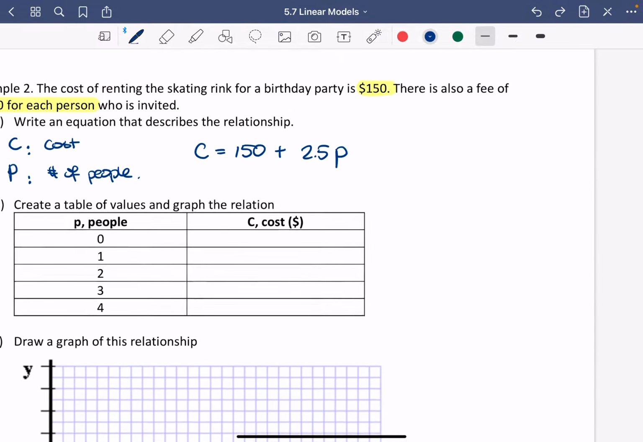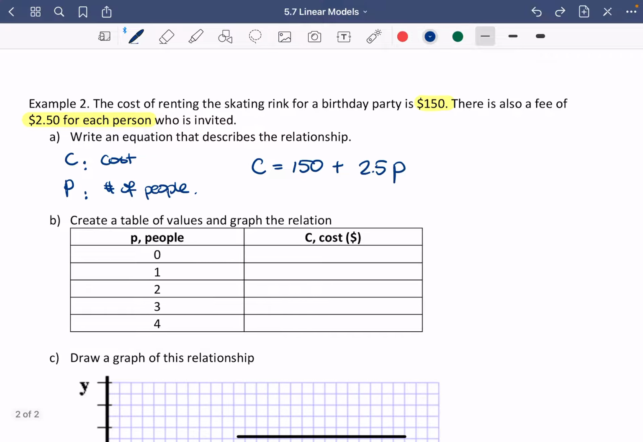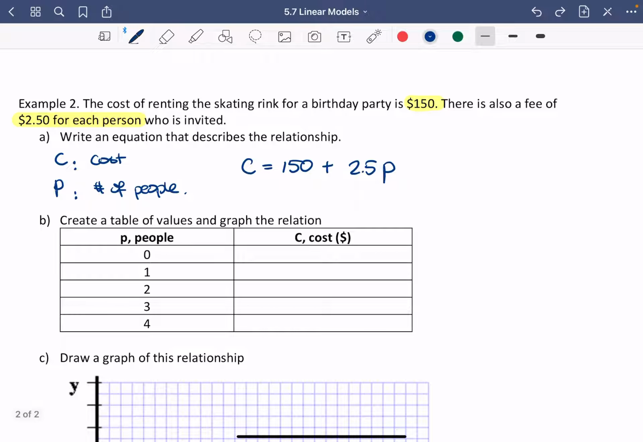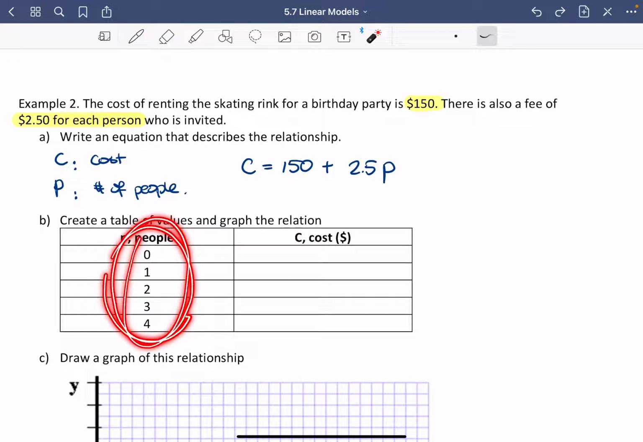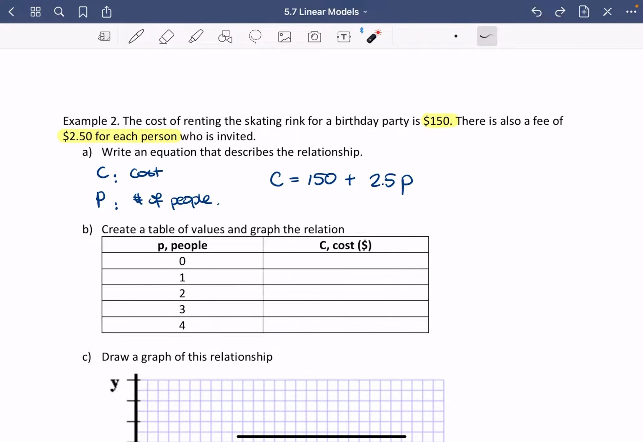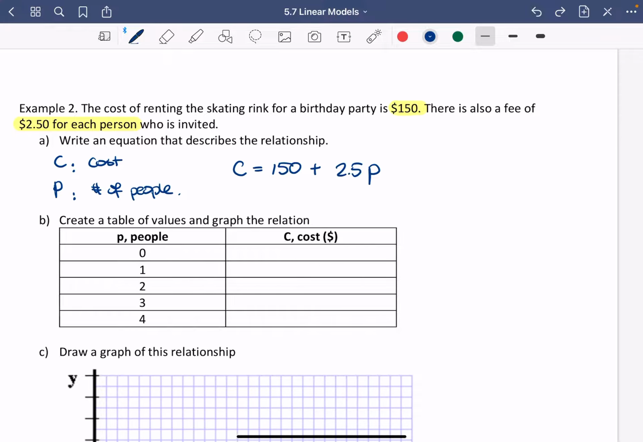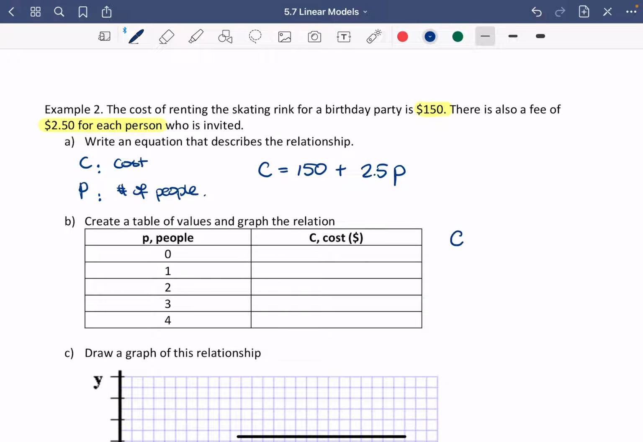Okay, create a table of values and graph the relation. Right here I have the number of people, P, and we want to find the cost. Remember what we did on Friday last week? The C is unknown, but we know P is the number here. So C will equal 150 plus 2.5 times P.